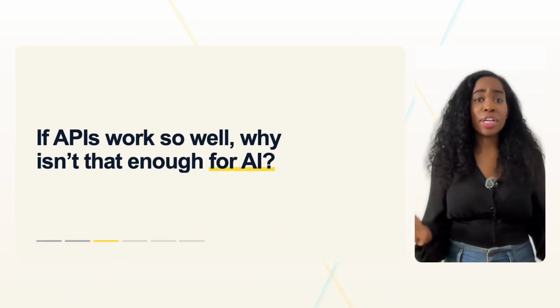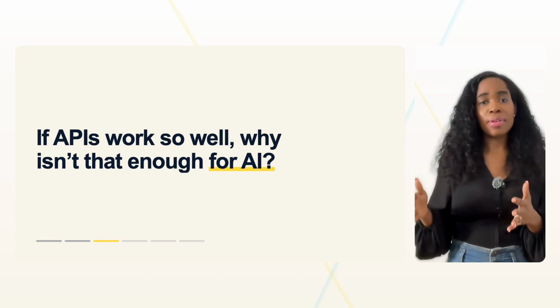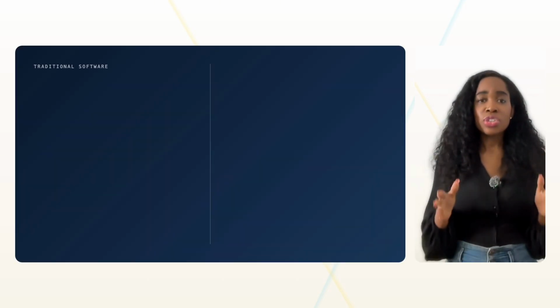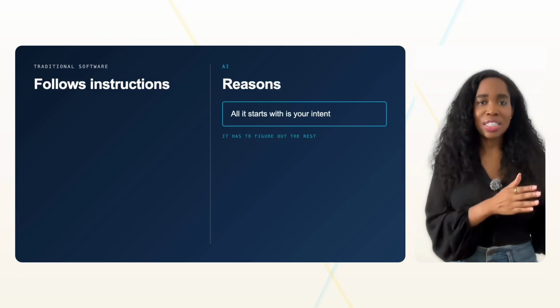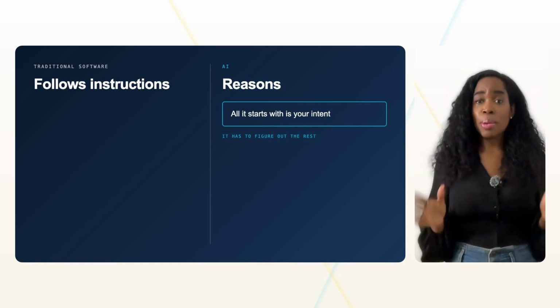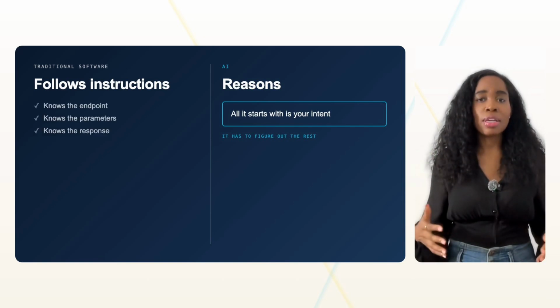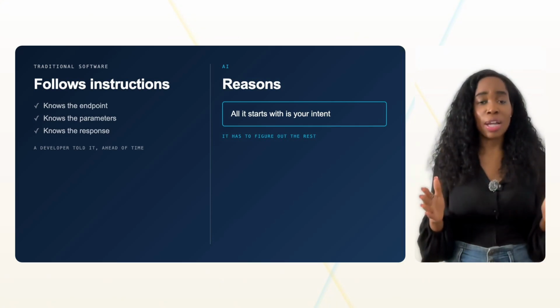You might be wondering, if APIs work so well, why isn't that enough for AI? The answer comes down to one important difference. Traditional software follows instructions. AI reasons. Now, remember our weather app. The app already knows which endpoint to call, which parameters to send, and what kind of response to expect, because a developer programmed all of that information ahead of time.